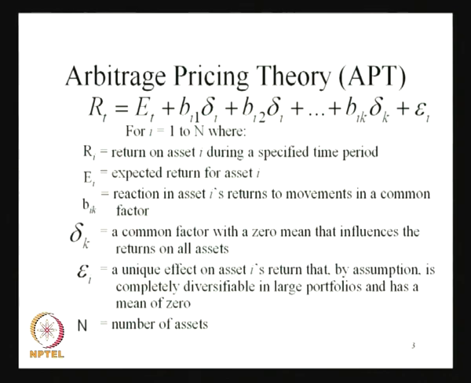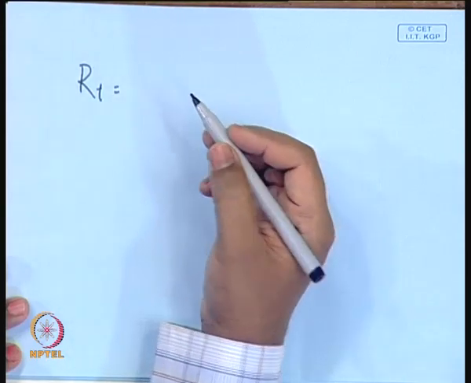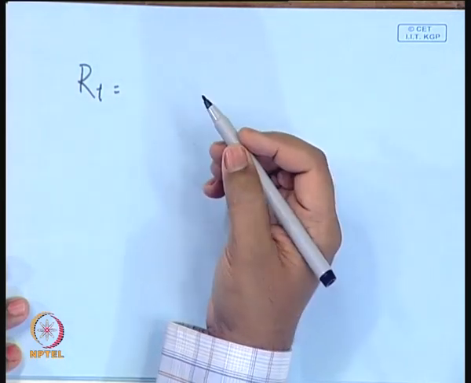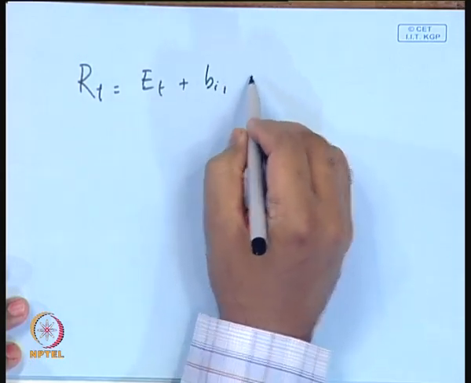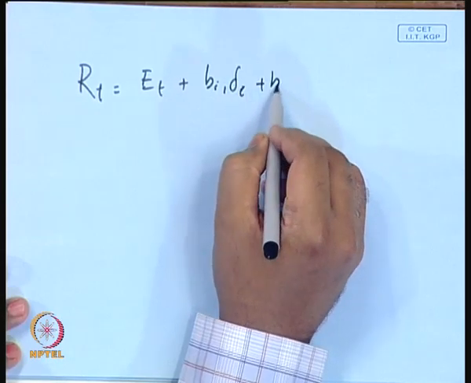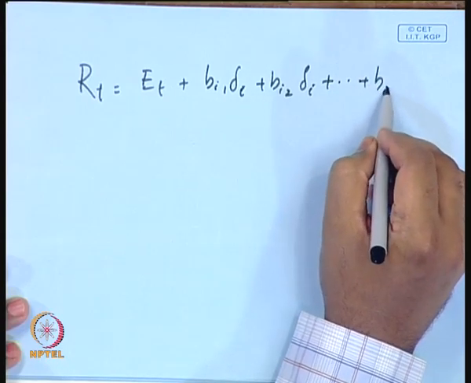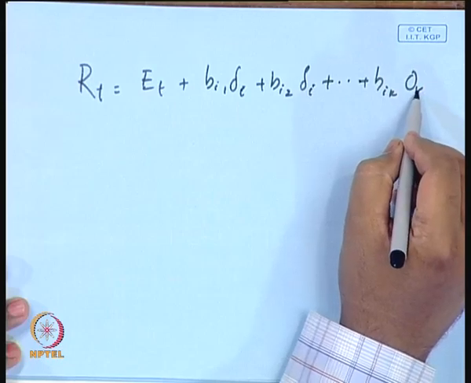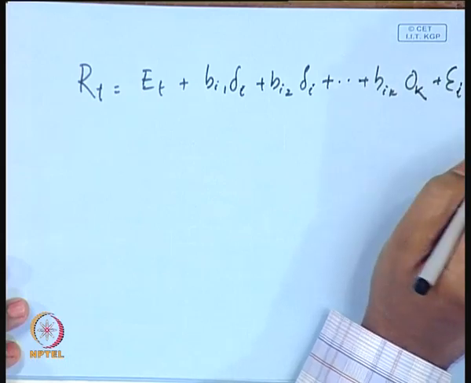Now, what I have derived and shown here, you see it is already known to you that the return from a stock during a specified time is E_i plus beta_i1 delta_1, then beta_i2 delta_2, like that plus beta_ik into delta_k, and finally one error term should be included here.